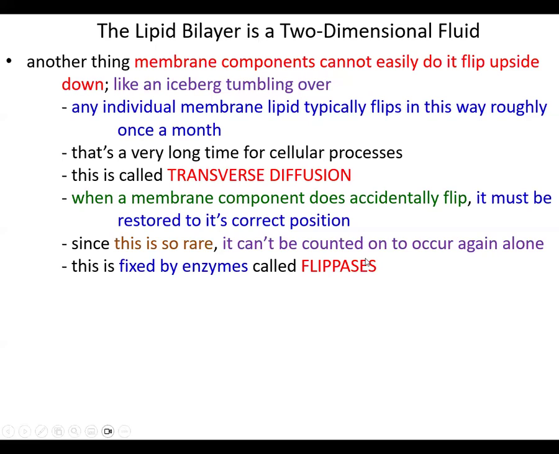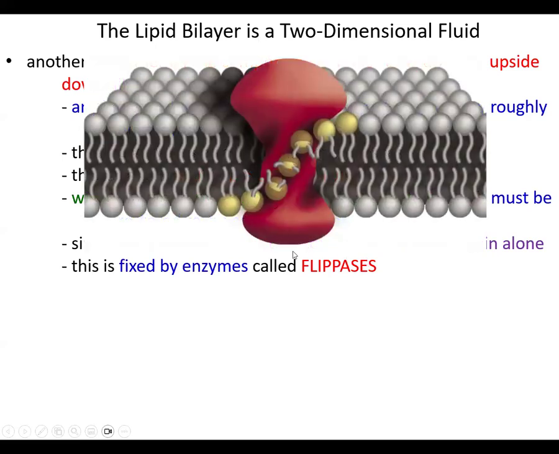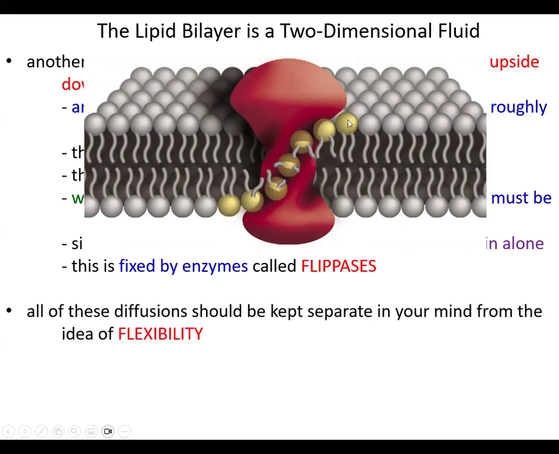So flipases fix transverse diffusion. Flipases identify a membrane component, a phospholipid, that's on the wrong face of the membrane and actively flips it, forcing the transverse diffusion of that lipid back into the proper state, into the proper face.